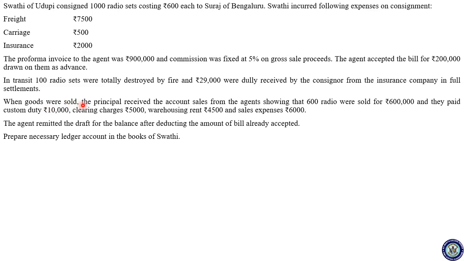When goods were sold, the principal, the principal means the consigner, received the account sales from the agent. Agent means consignee, showing that 600 radios were sold for 6 lakh. Means the total value of sale is 6 lakh. And they paid custom duty of 10,000, clearing charges 5,000, warehousing 4,500, sale expense 6,000. So consignee incurred 4 expenses.